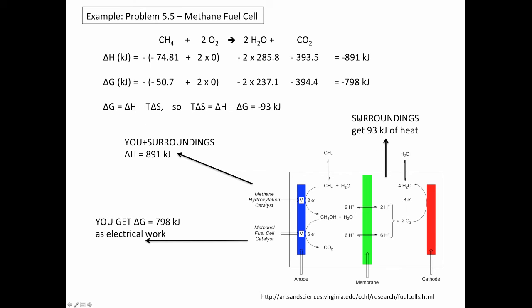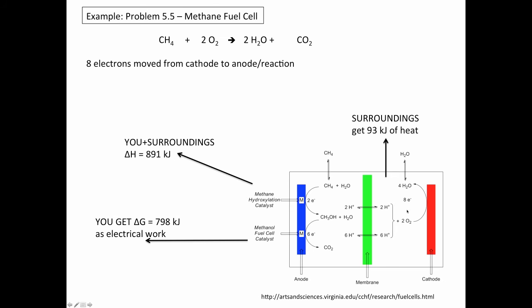So that's the amount of heat into the surroundings, that's 93 kilojoules. So that's how the energies break down for this reaction. You can see from this diagram that the reaction causes 8 electrons to be moved from the cathode to the anode every time this reaction happens.